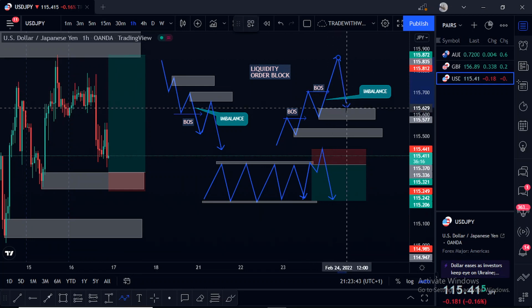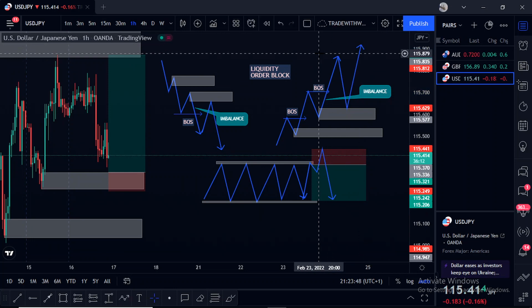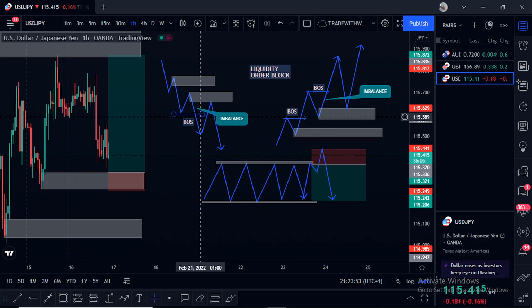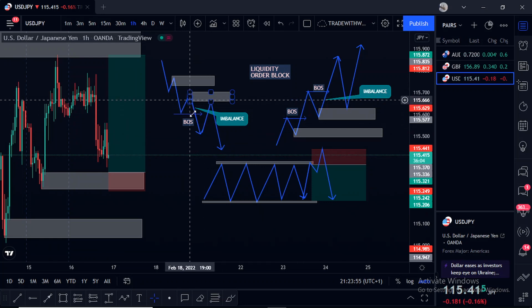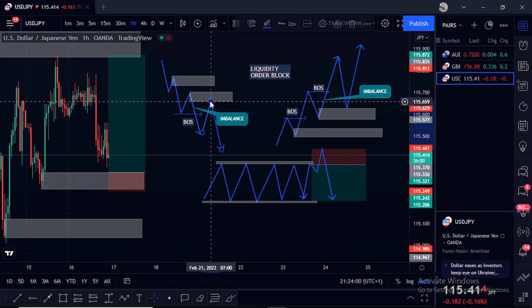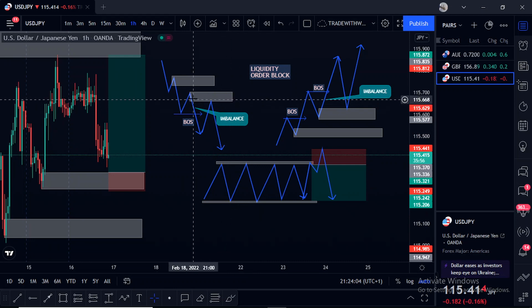Come back to mitigate it, and then continue moving in the desired direction. Okay, that's the meaning of mitigation. It is also the same as return to order block. Whenever you have seen a break of structure and everything is set and in balance, you are waiting for your entry back on the order block that was formed before the break of structure.